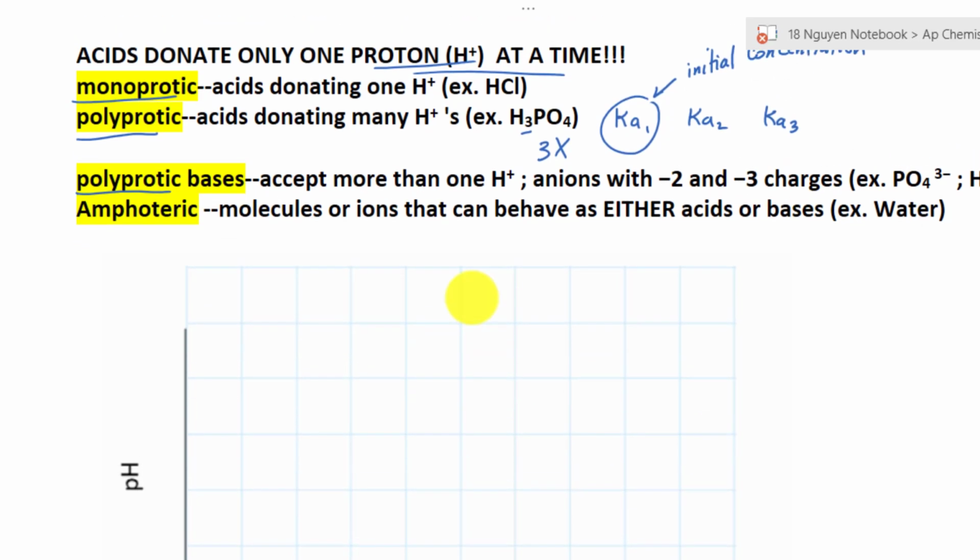Before we draw a graph of a polyprotic acid, we need to look at one important term called amphoteric. An amphoteric molecule is a molecule or an ion that functions as an acid or a base. Water is a common one. Water can be a base or an acid in different situations.